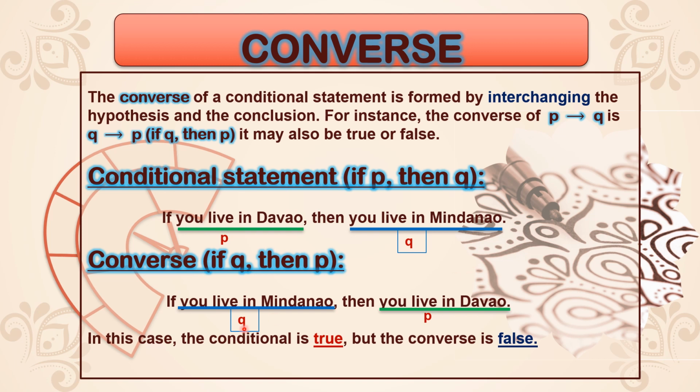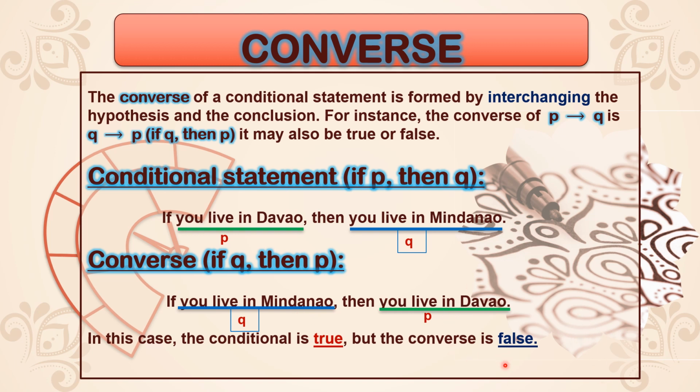In this case, the conditional is true, but the converse is false. Bakit naging true si conditional? Bakit naging false si converse? Kasi dito sa conditional statement natin, sabi kapag nakatira ka daw sa Davao, nakatira ka sa Mindanao. Pag sa converse naman, kaya siya false kasi sabi, kung nakatira ka sa Mindanao, then nakatira ka sa Davao. So, false na po yun.